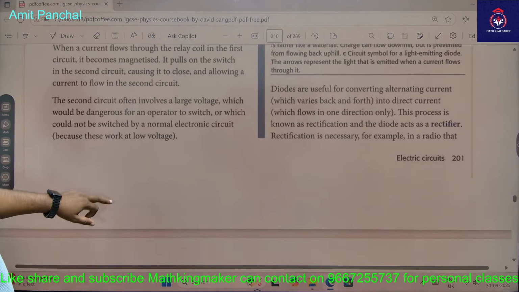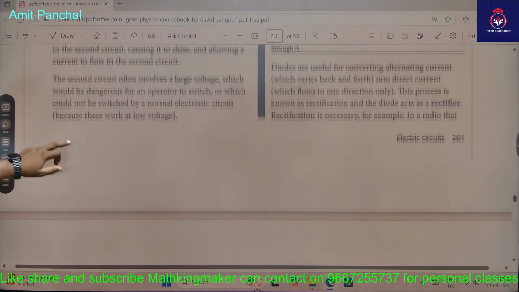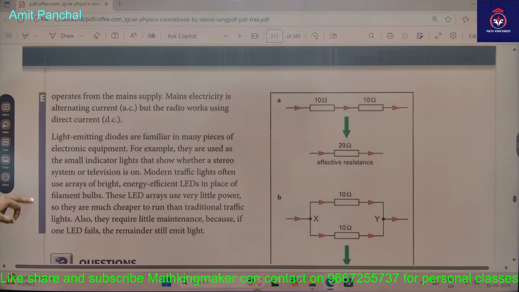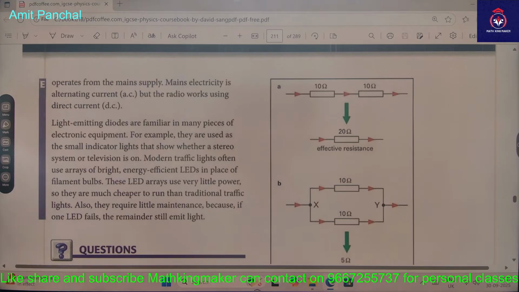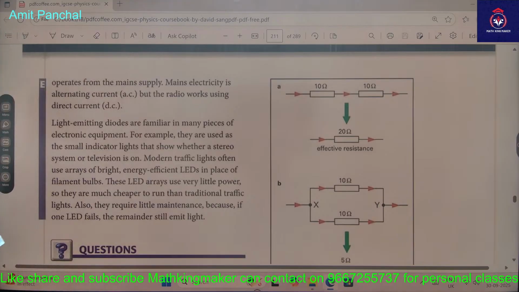Rectification is necessary, for example, in a radio that operates from the main supply. Mains electricity is alternating current, but the radio works using direct current. So there are many circuits which operate on DC current only. Everywhere you want to have DC current, rectifiers are used.